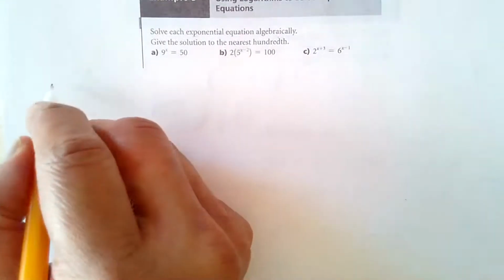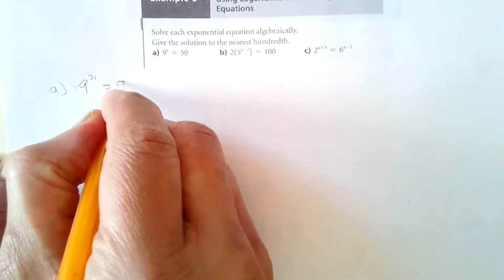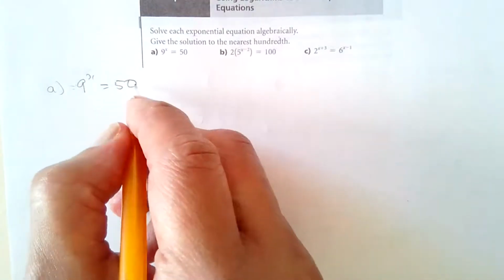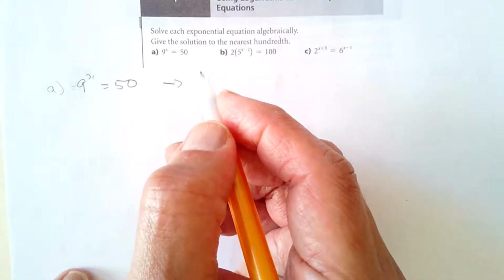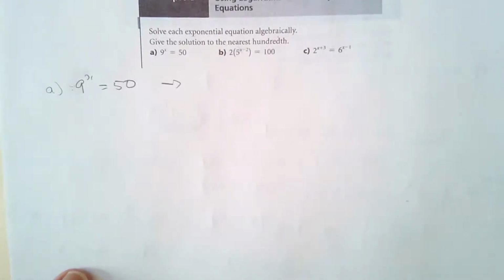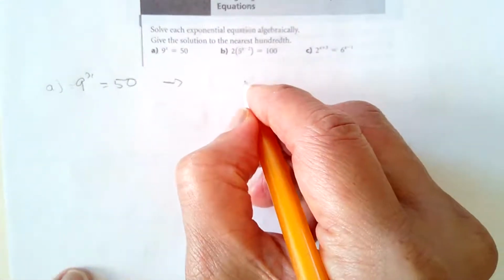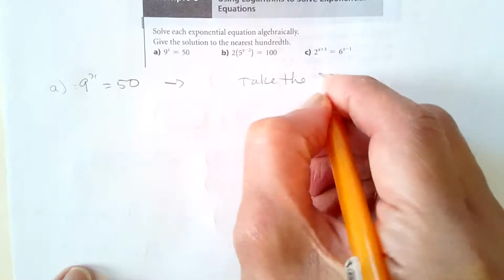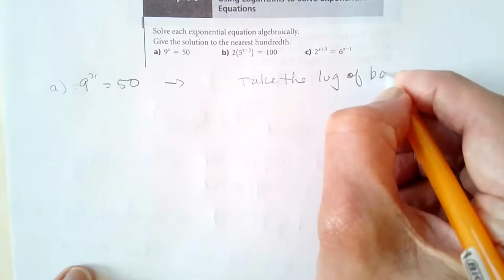So let's write this down. We have 9 to the power x equals 50, and we want to solve for x. First thing we want to do here is to take the log base 9 of each side. And the reason for that is so we can use the change of base formula. So let's look at this here. We have 9 to the power x equals 50. So take the log base 9.